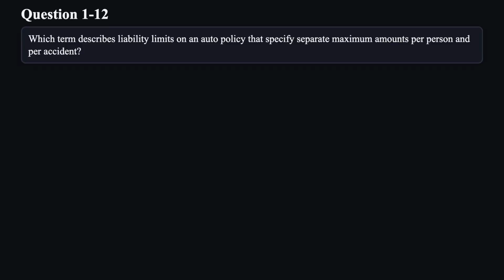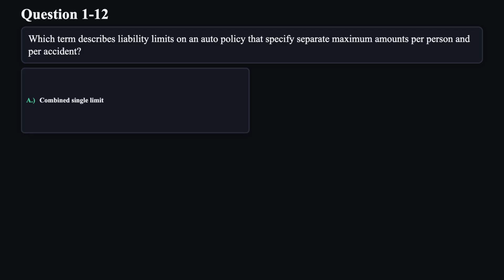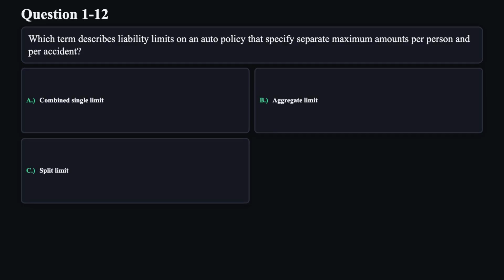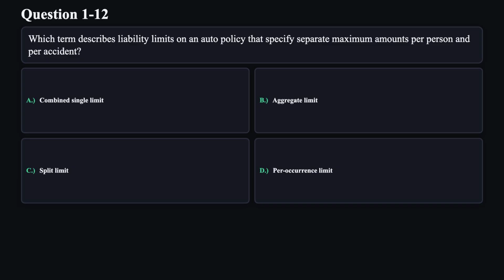Question 12. Which term describes liability limits on an auto policy that specify separate maximum amounts per person and per accident? A. Combined single limit. B. Aggregate limit. C. Split limit. D. Per occurrence limit.